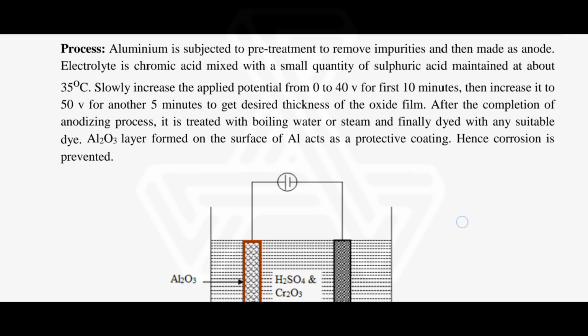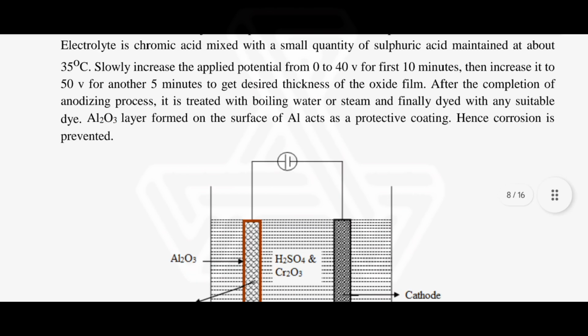Process: aluminium is subjected to pre-treatment to remove impurities and then made the anode. Electrolyte is chromic acid mixed with some quantity of sulfuric acid, maintained at about 35 degrees Celsius. Slowly increase the applied potential from 0 to 40 volts for the first 10 minutes. Then increase it to 50 volts for another 5 minutes to get the desired thickness of the oxide film. After the completion of the anodizing process, it is treated with boiling water or steam and finally dyed with any suitable dye.